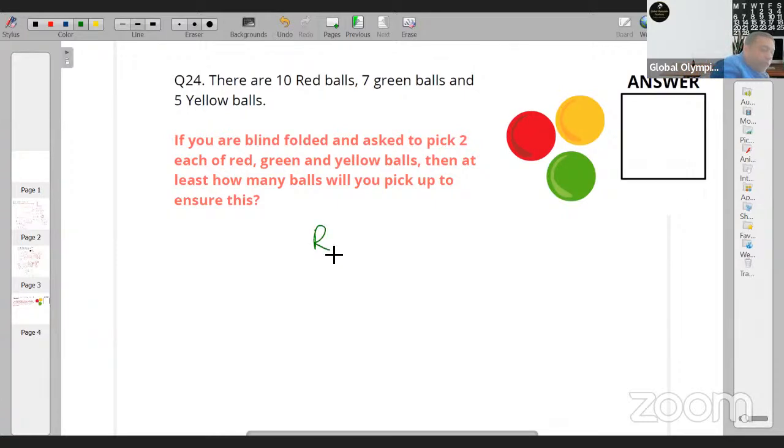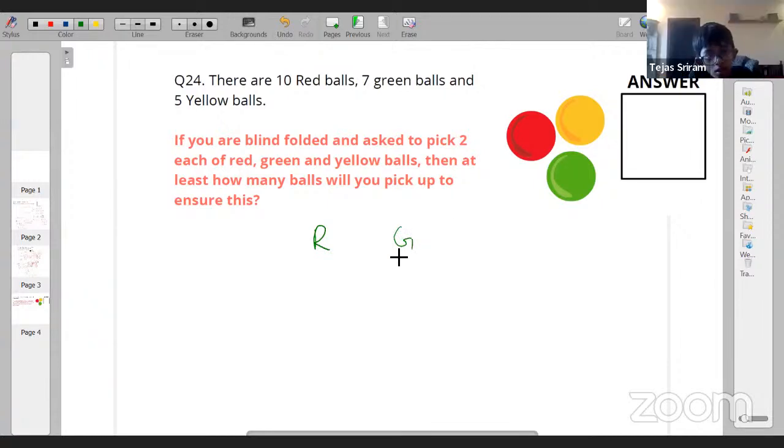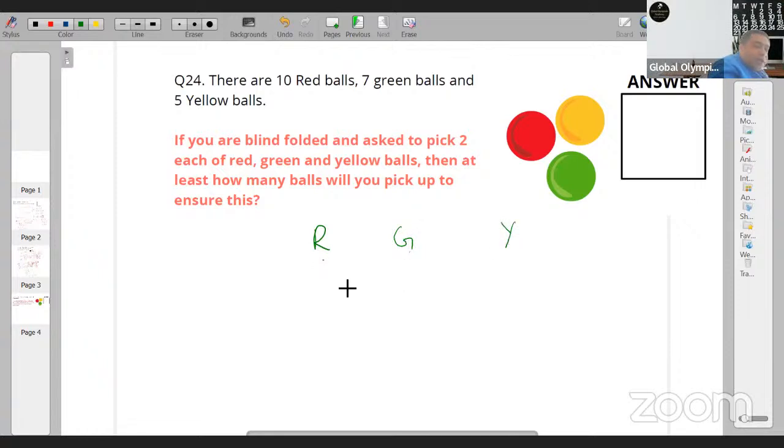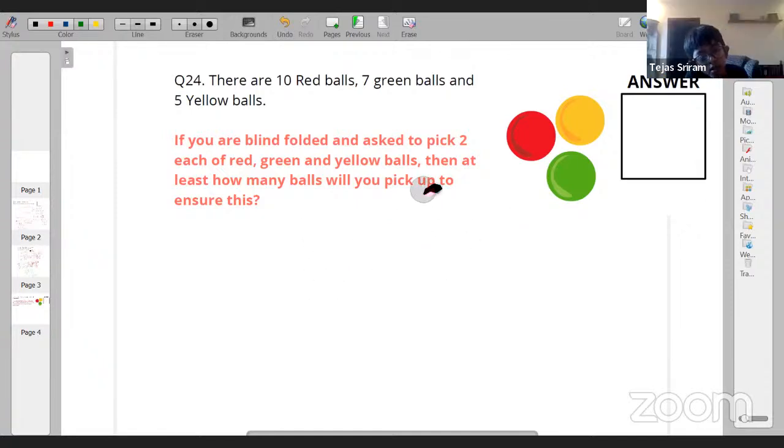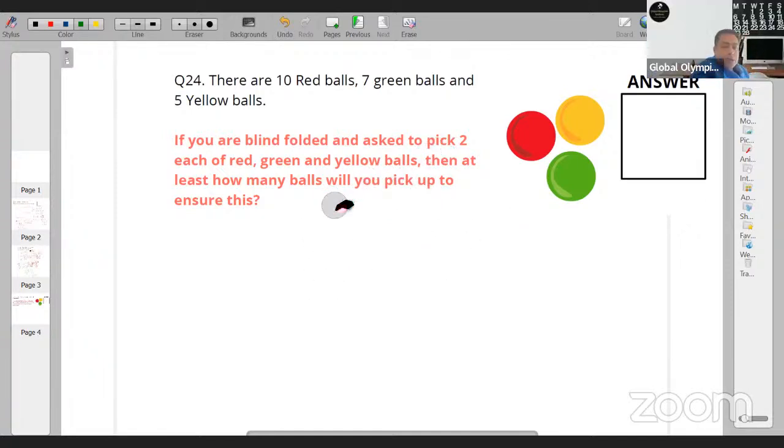So you pick up first a red and then a green, because of any color, two balls. Then you will say, no, now I won't get a red or green, this time I'll get a yellow. Now the third color which I'll get has to make it two balls, correct? But here we are talking about two balls of each color. So then what happens in this case is that we are going to delay this.